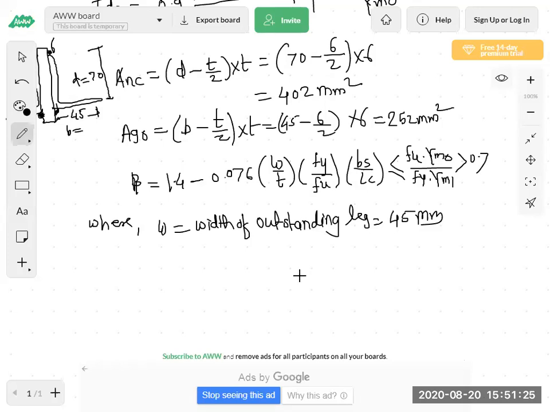So the answers of each student will not be the same in the examination. As per the student's assumptions, or as a designer, your assumptions will be final, and depending upon these assumptions, the values will change.